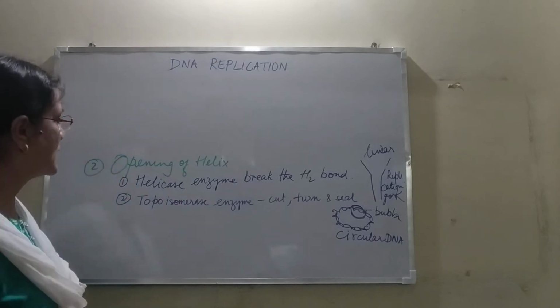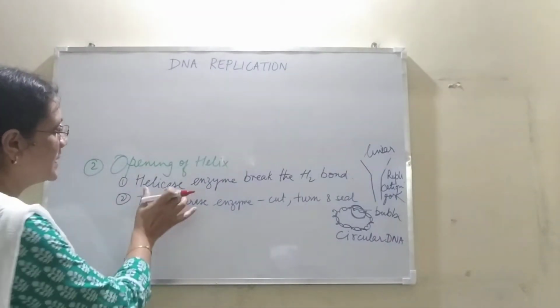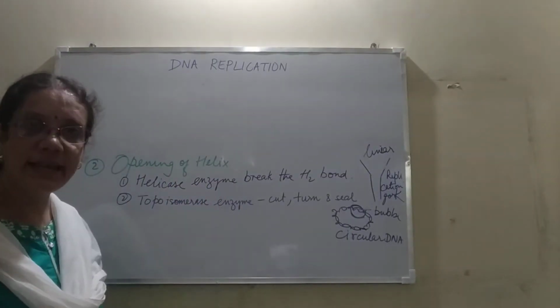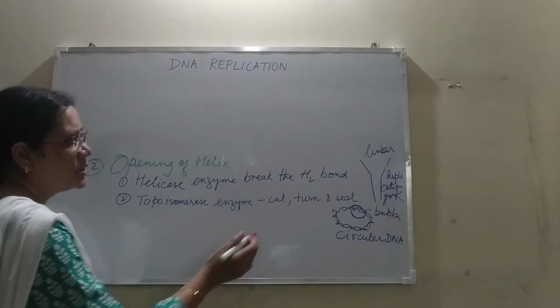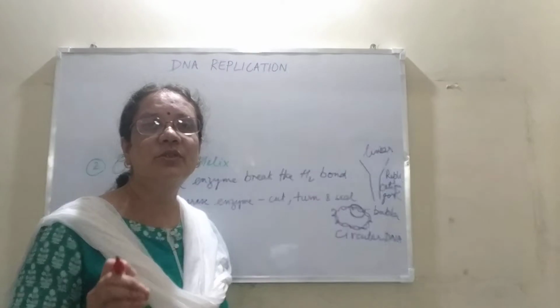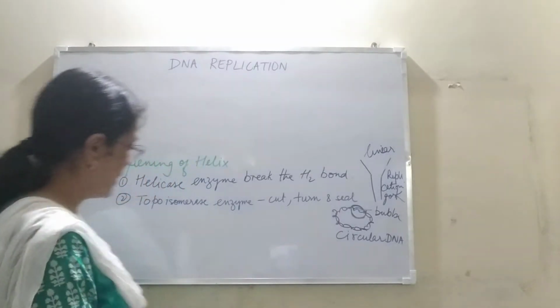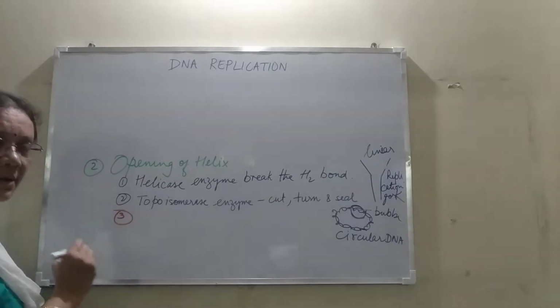Now, as we were discussing, the opening of the helix starts with an enzyme called helicase enzyme. Now, suppose we are talking about this linear DNA, where this enzyme is going to start its work is very important. So that also has to be remembered.